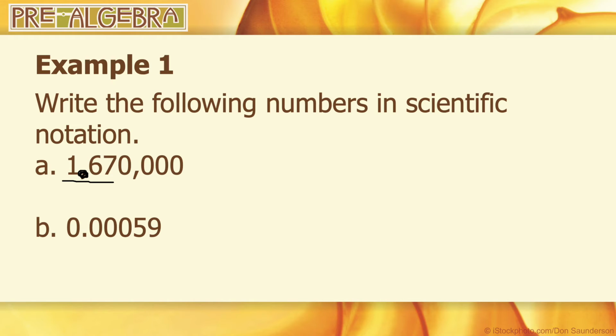1.67. So we need to figure out how many times we are moving this decimal point to get the right number. 1, 2, 3, 4, 5, 6. That's where it's going to land. So that's 1.67 times 10 to the 6th power.